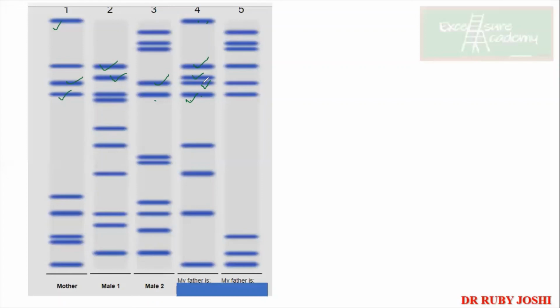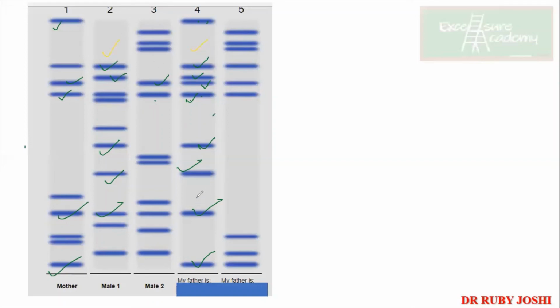Guys, are you able to follow? मैं क्या कहना चाहती हूँ? This is present here, here also, here also, here also. Then here and then here. So what do we see? जो माँ में present है, वो इसमें भी present है. Correct? Then we saw that maximum times the band which is present here is also present here.